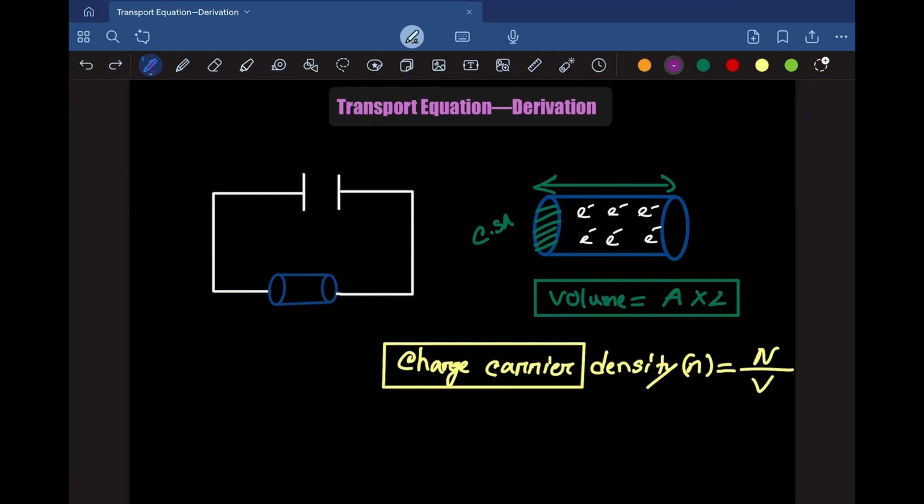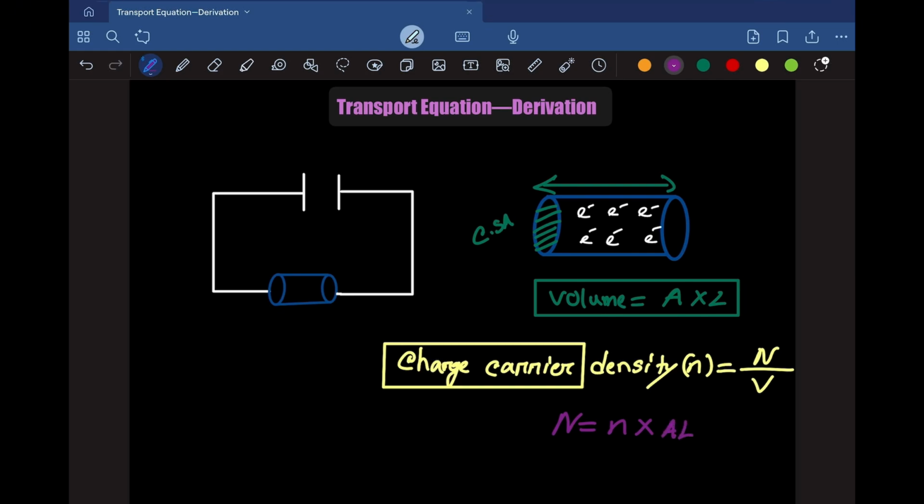Now what we will do is make N the subject of our equation. So we know N is equal to n into V, and we know the formula of V is A into L, right? So we will write AL.